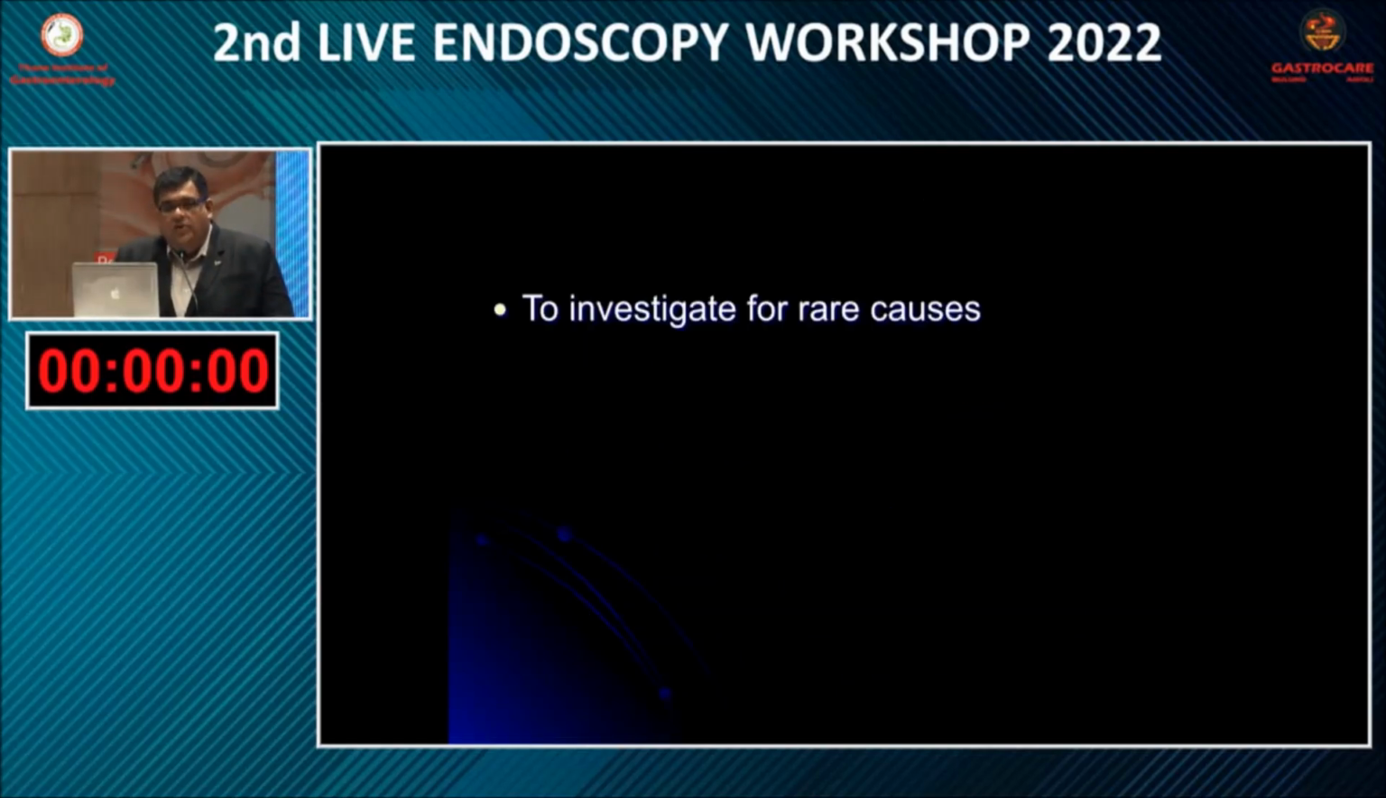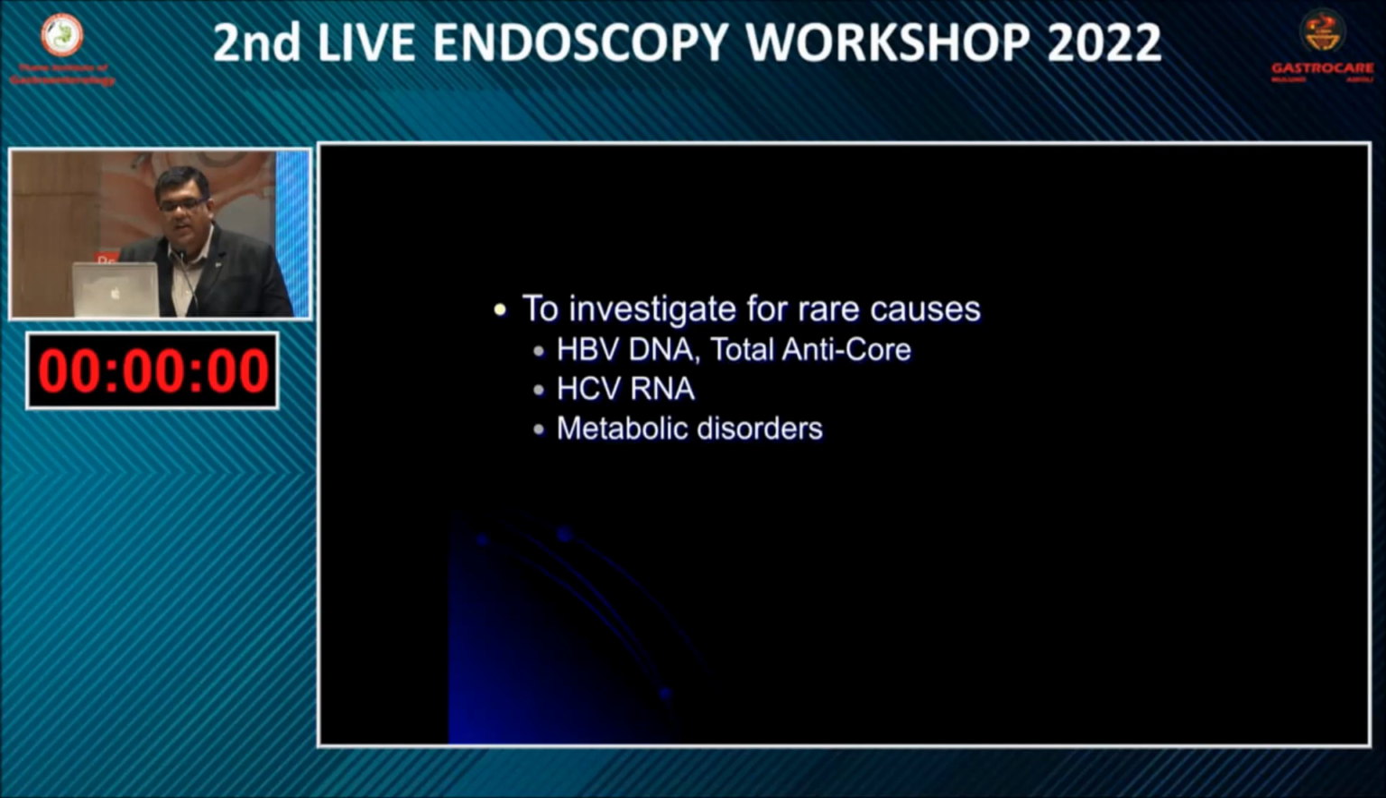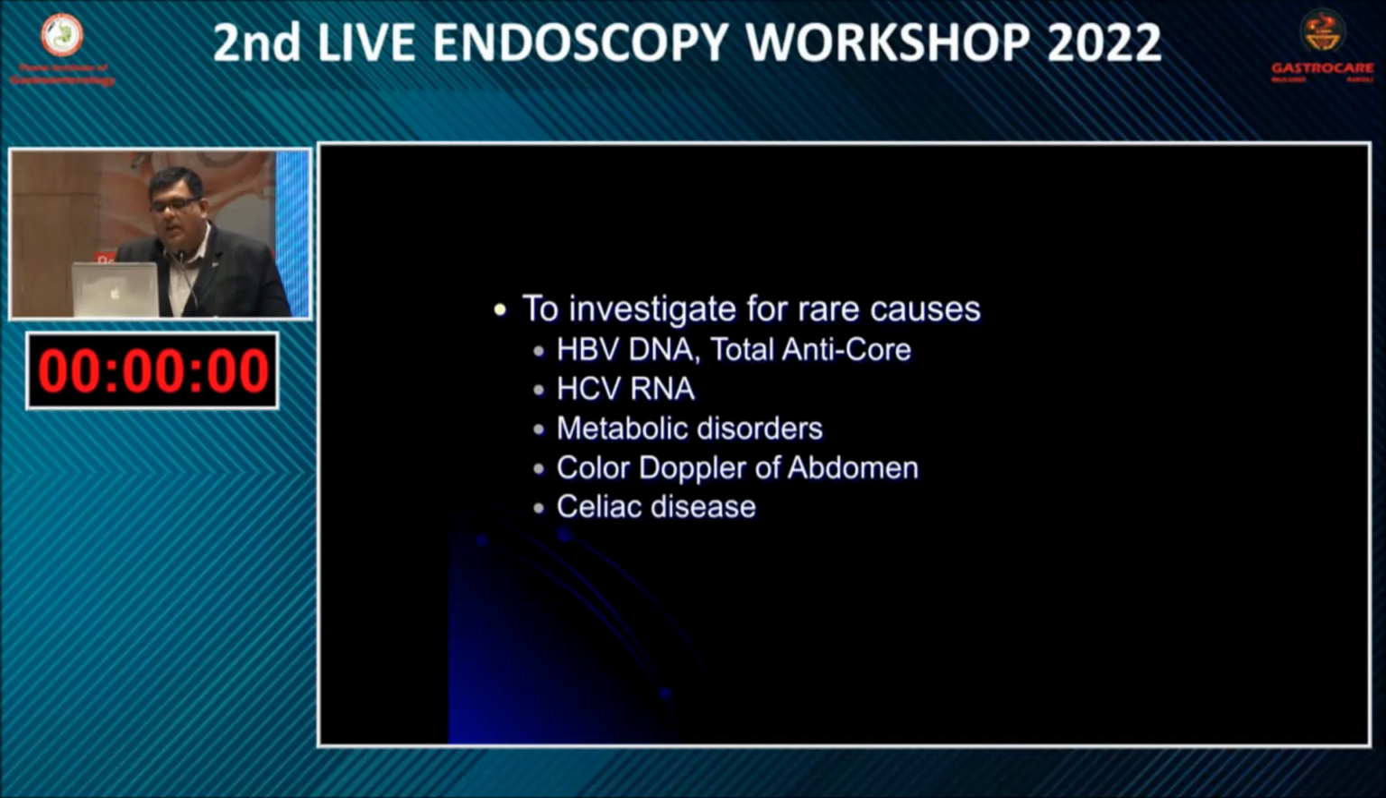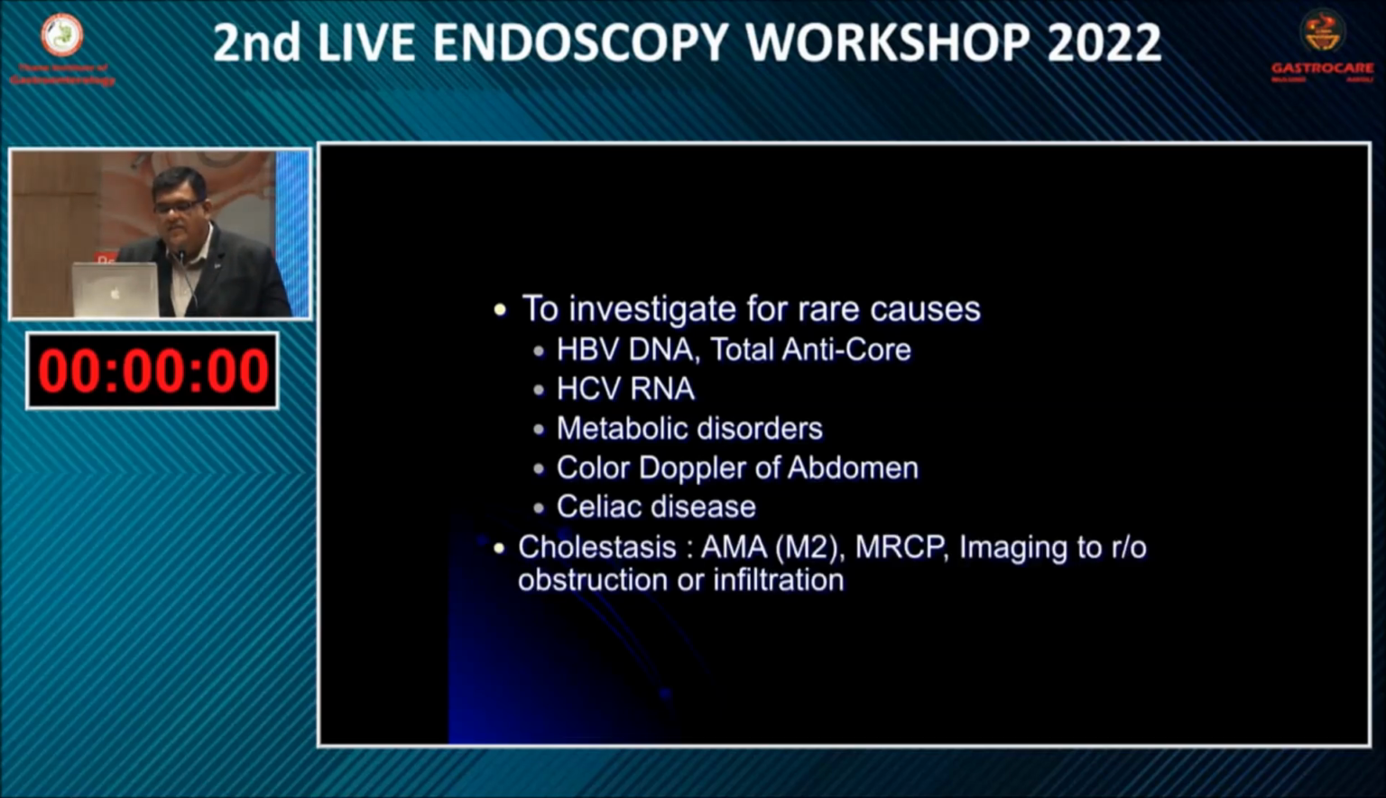If you still don't find the cause, then you investigate for rare causes like occult hepatitis B, occult hepatitis C, rare metabolic disorders, and congestive disorders of the liver like Budd-Chiari syndrome. So you ask for a color Doppler of abdomen where you specifically ask for Doppler of the hepatic veins, not just portal vein. So ask for hepatic veins and you'll pick up very often. Celiac disease. And if you're dealing with cholestasis, then ask for AMA M2 for PBC, MRCP, and like we discussed, if ultrasound has not picked up, you are still suspecting obstruction, then you have to take help of Dr. Bhandari and do an endoscopic ultrasound.